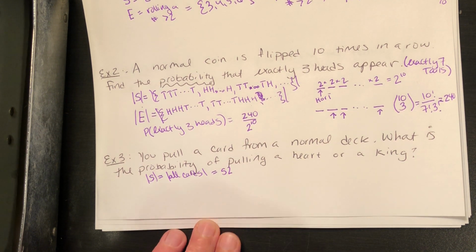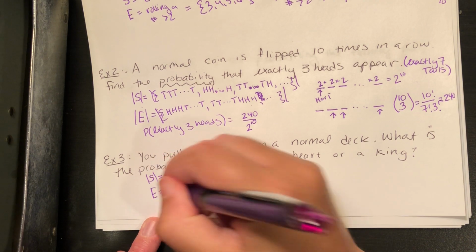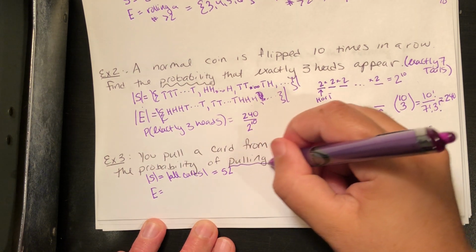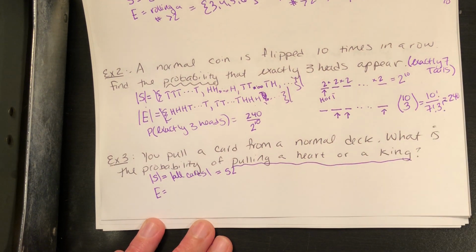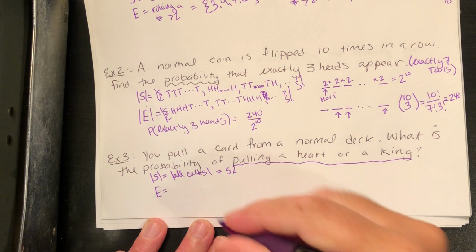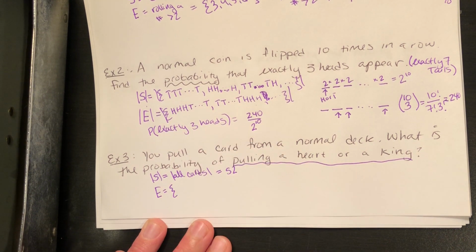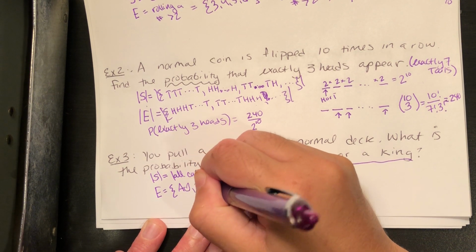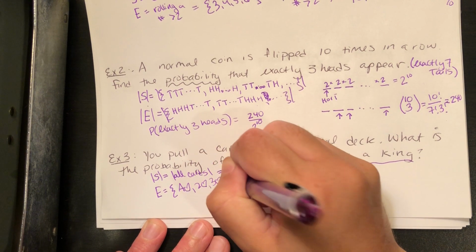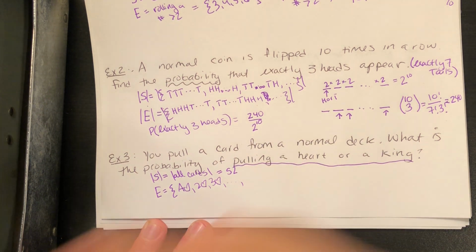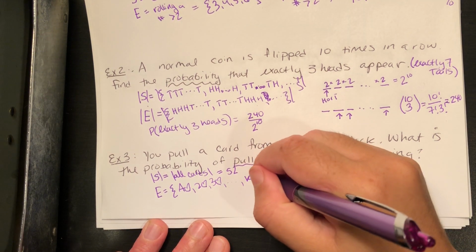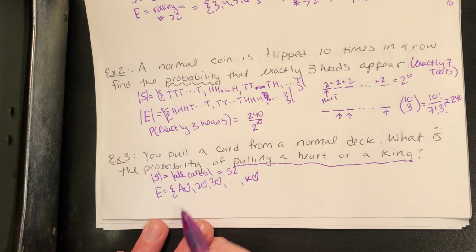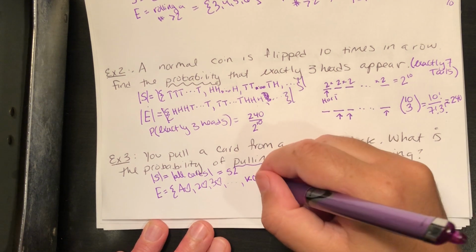All right, now our favorable outcomes here, the outcomes that we're looking for, is any outcome that results in either a heart or a king. All right, so let's think about what you could get here. Well, ace of hearts would work, the 2 of hearts would work, the 3 of hearts would work. Any one of your hearts would be a good allowable outcome here. So all the way up to the king of hearts. Okay, so there's 13 heart cards.